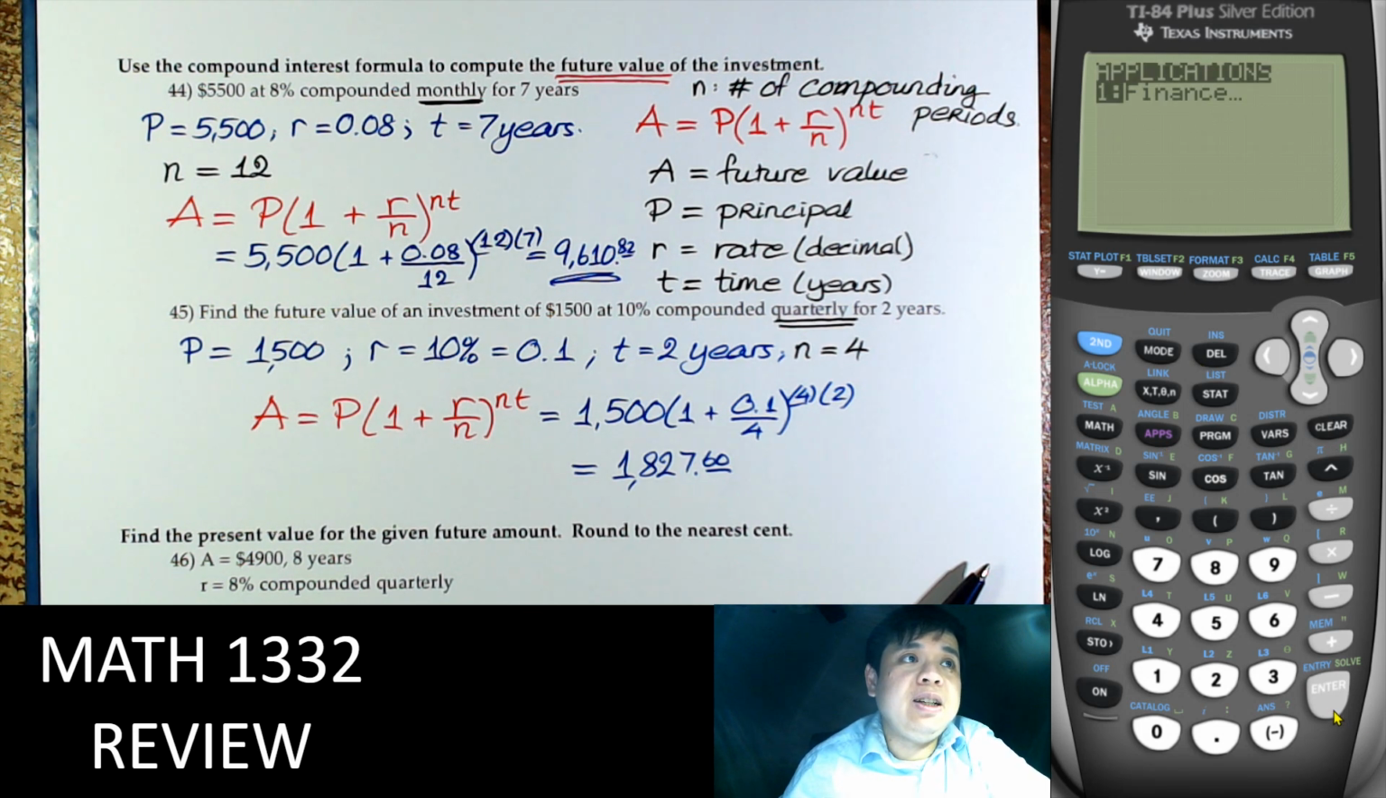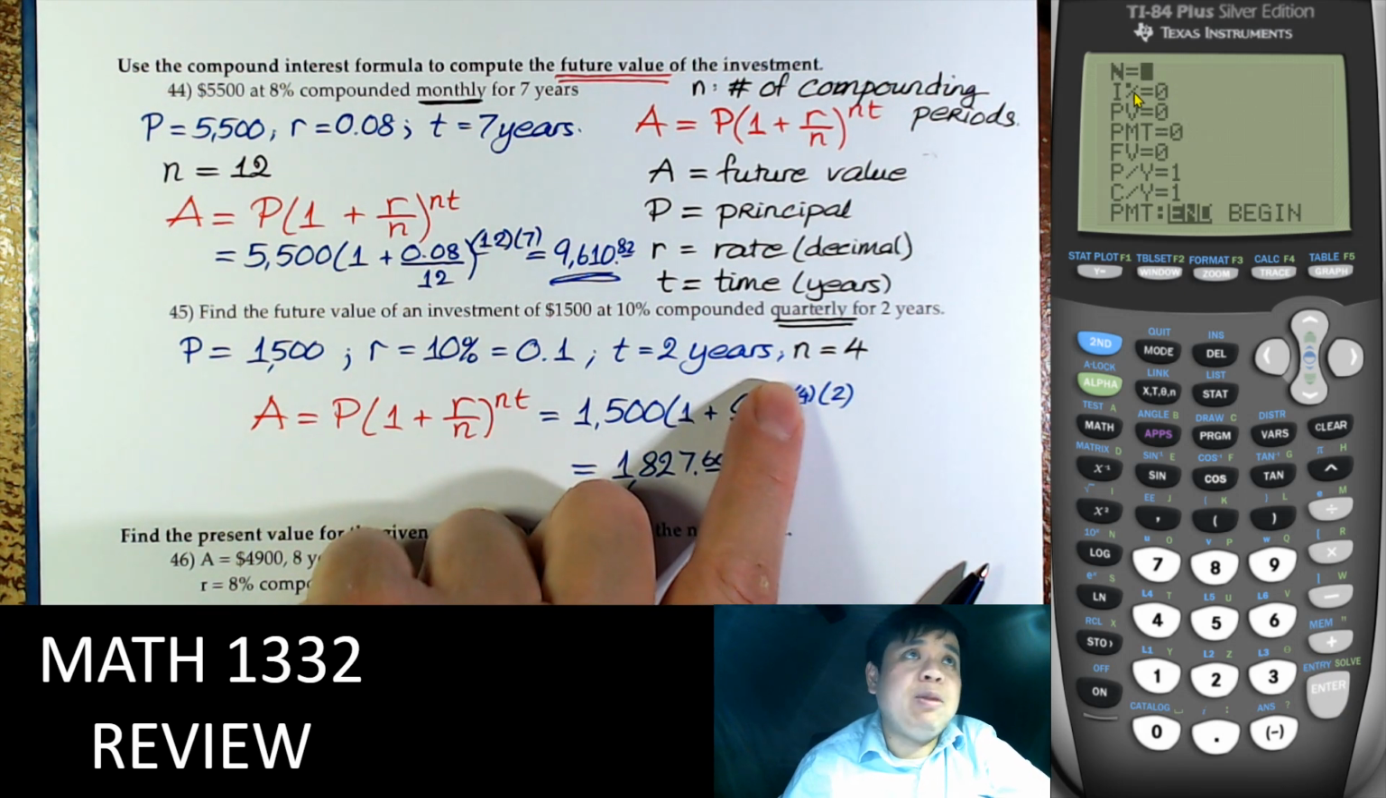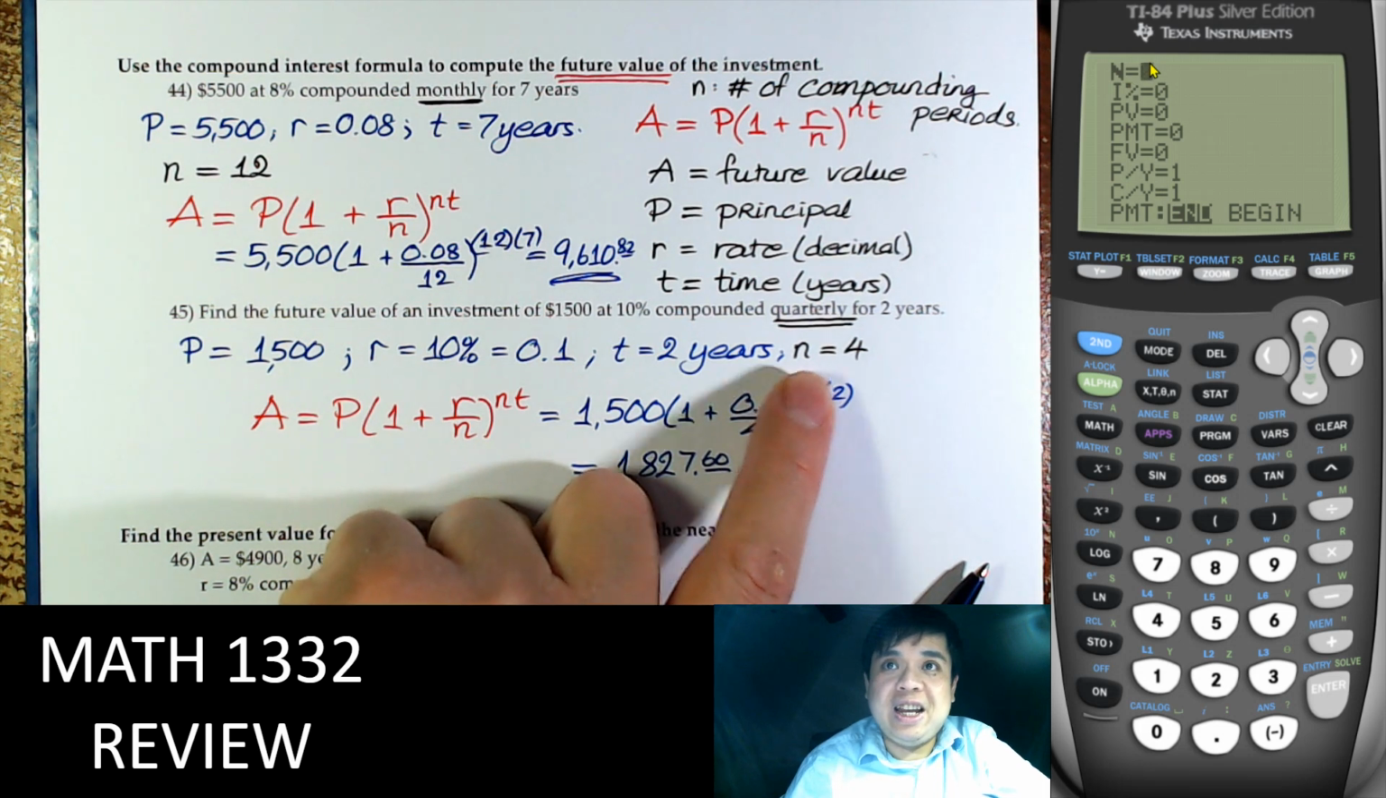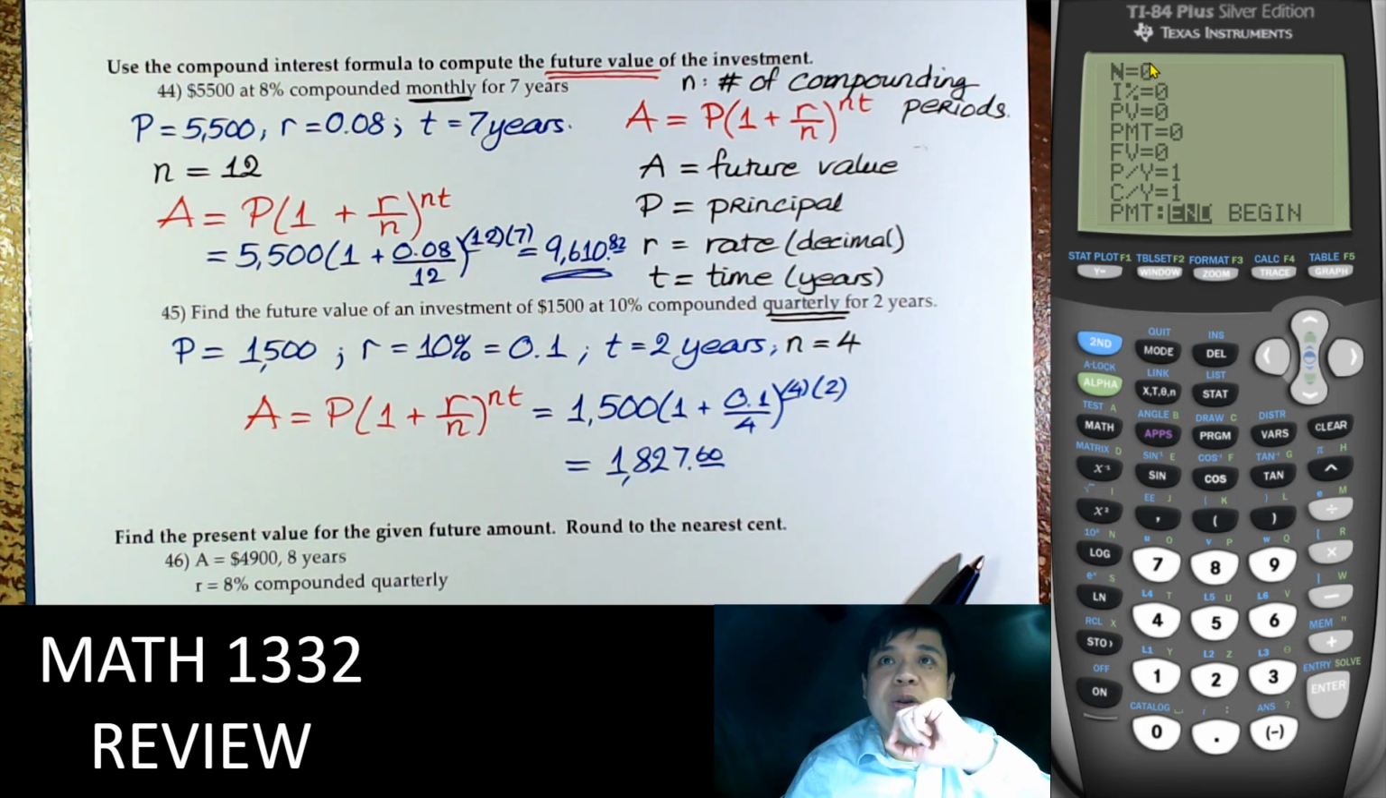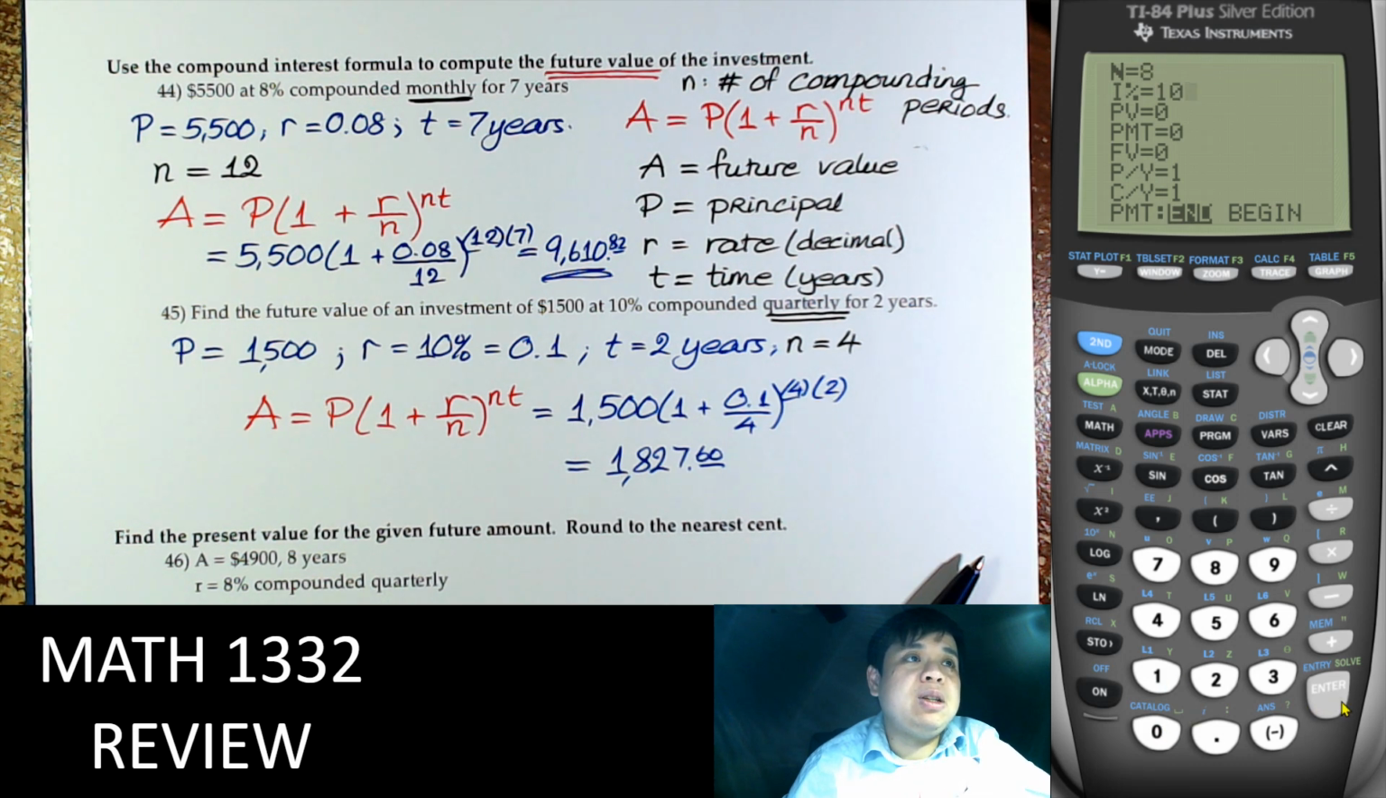Finance app. Hit apps, TVM solver. Alright. So in this case, what is n? By the way, this n is not this n. This n is regular n. That is the capital N. So this n is how many periods? So 2 years, 4 times a year. That's what we have. The interest 10%.